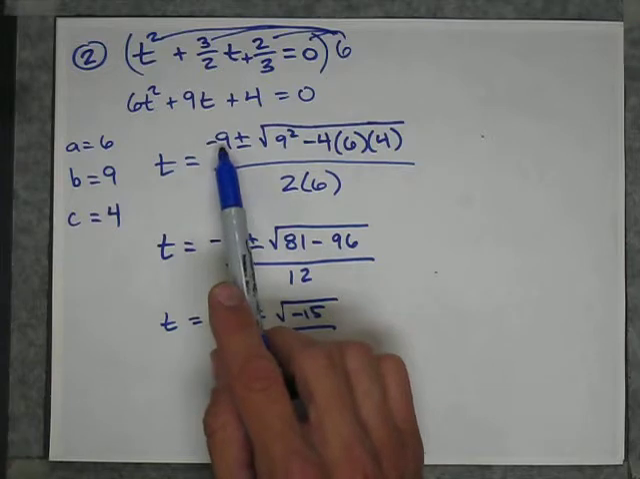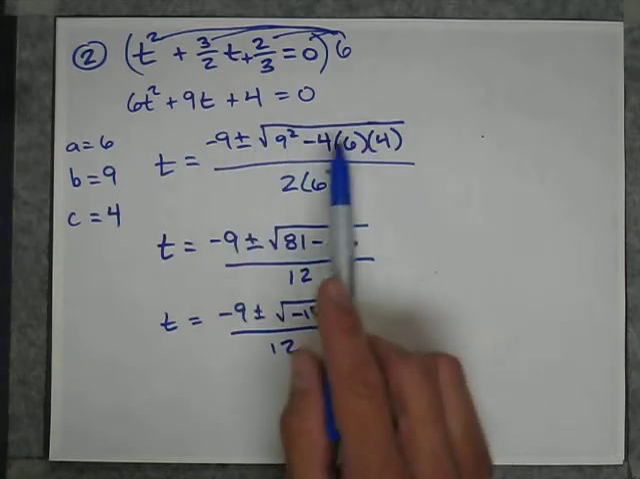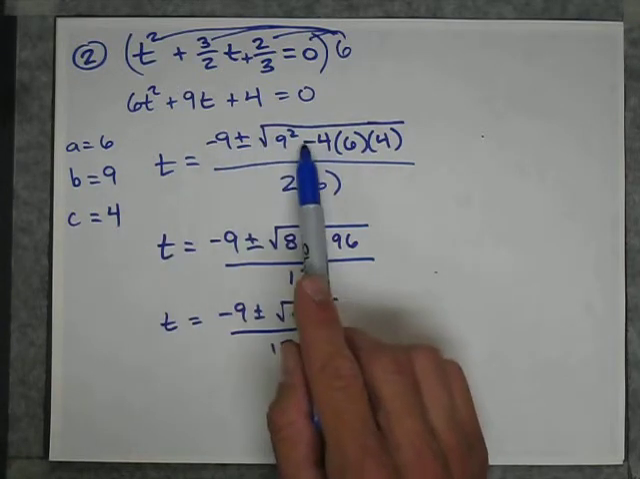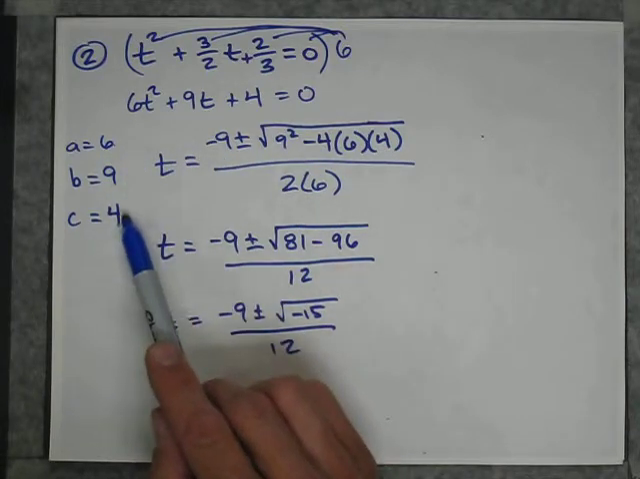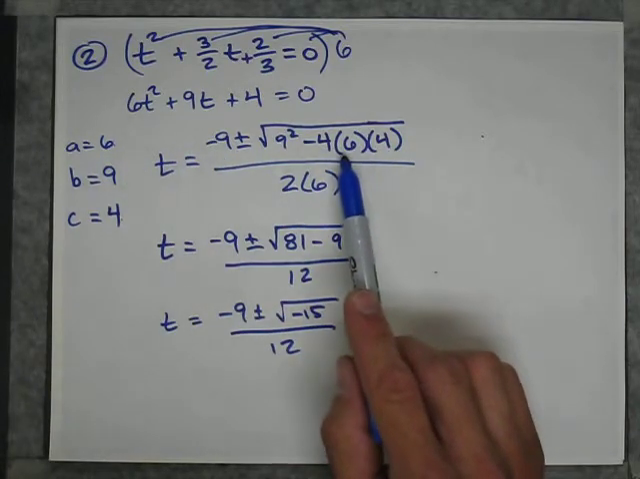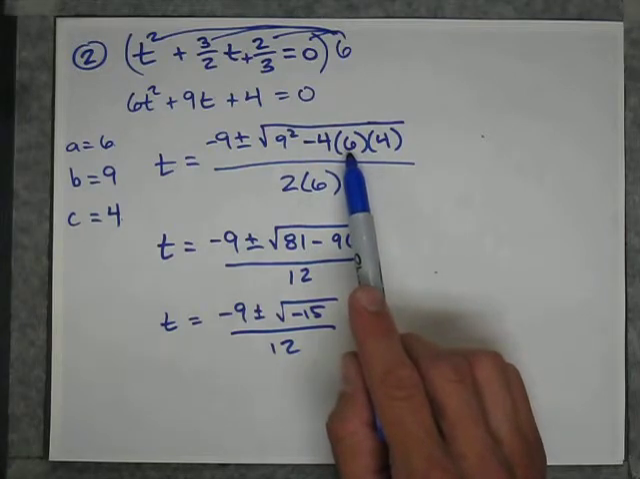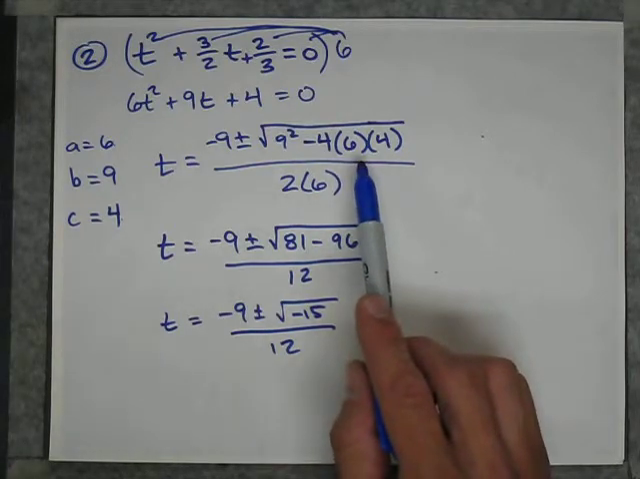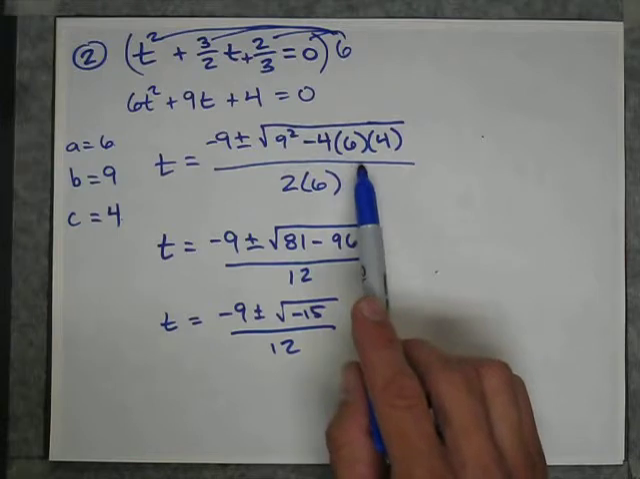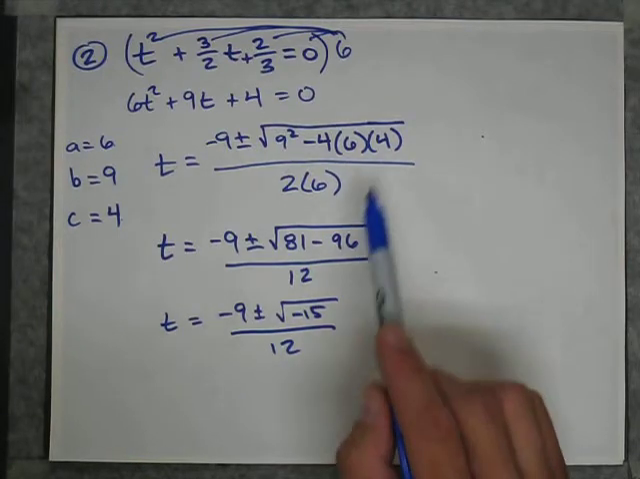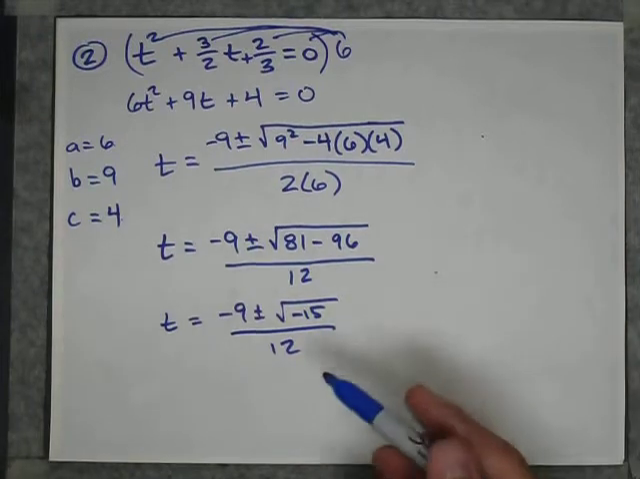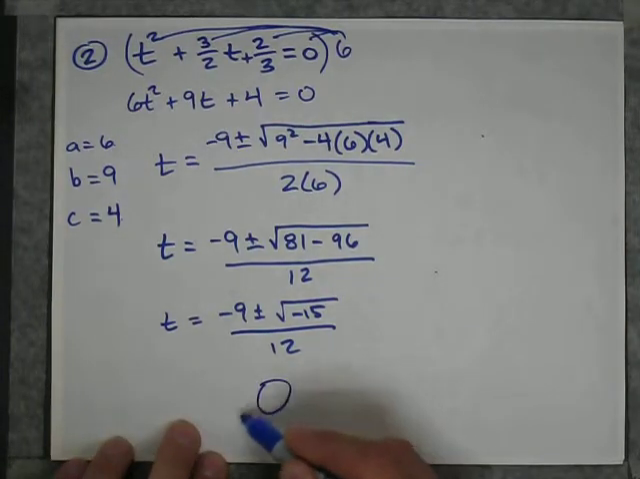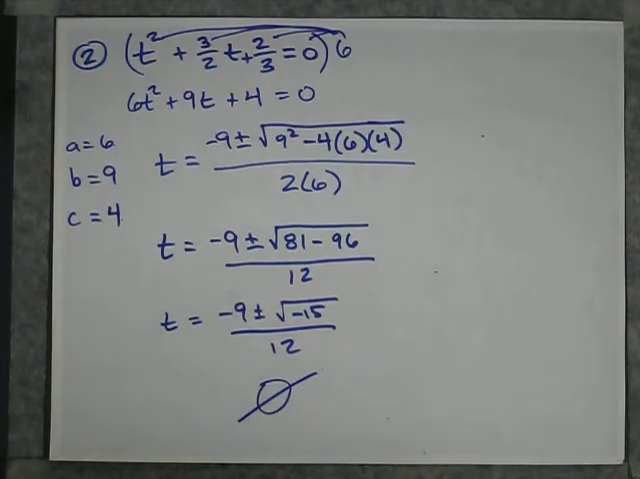So negative b plus or minus the square root of b squared minus 4 times a times c. And we check and we say, okay, well, 6 times 4 is 24. 24 times 4 is 96. So 81 minus 96 is going to give us a negative. Therefore, in that case, the answer would be no solution.